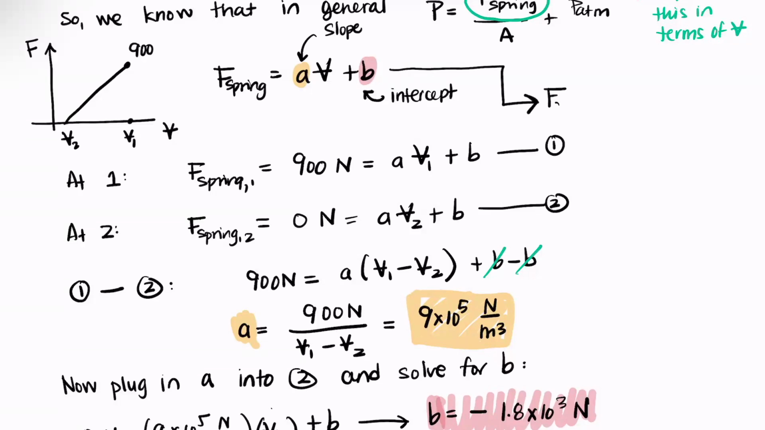So that we have force of the spring is equal to 9 times 10 to the 5 newtons per meter cubed times the volume minus 1.8 times 10 to the 3 newtons.